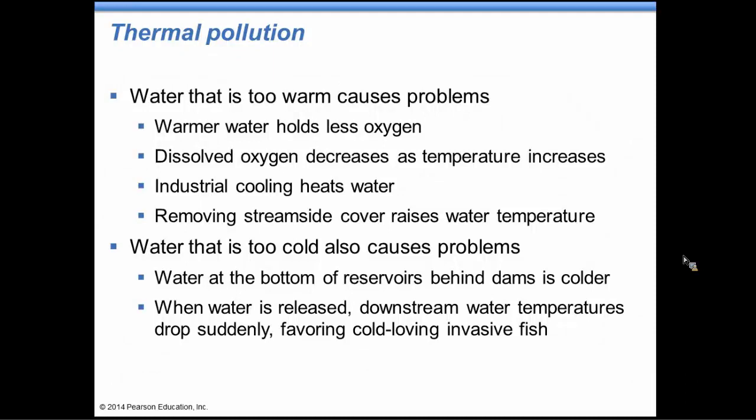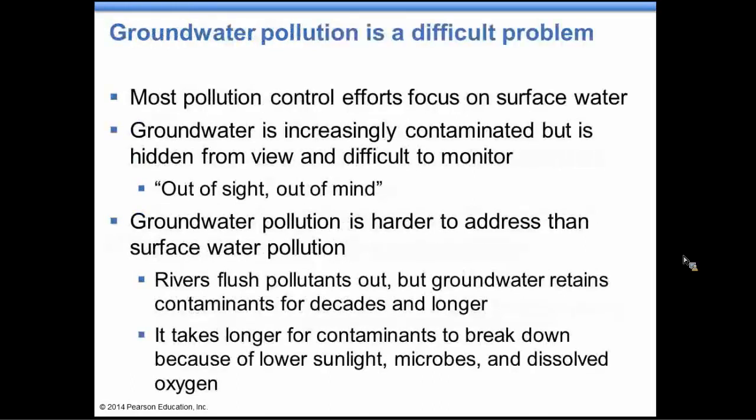But water that is too cold also causes problems. Water at the bottom of reservoirs behind dams is really cold, and when water is released, downstream water temperatures drop suddenly. This favors cold-loving invasive fish, but does not favor warmer water-loving fish.